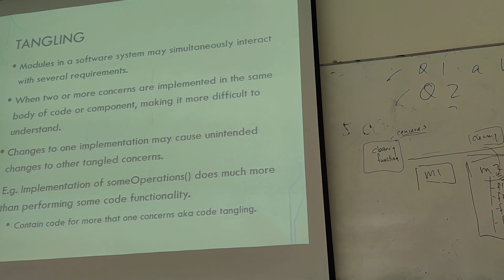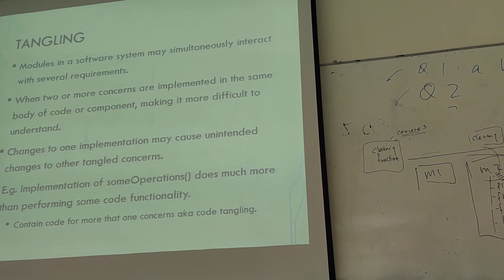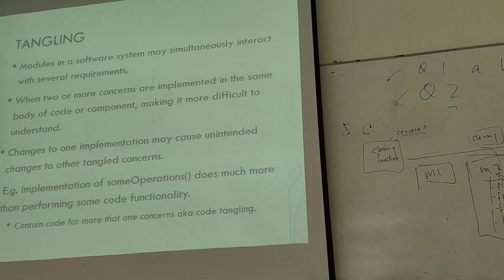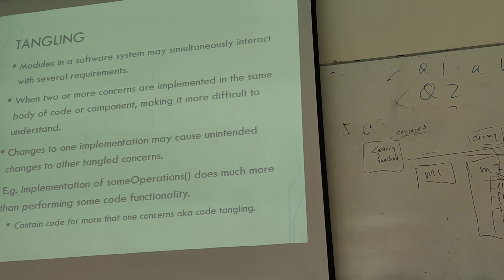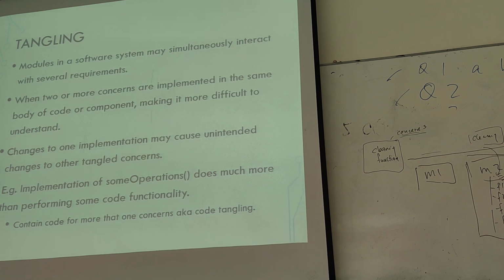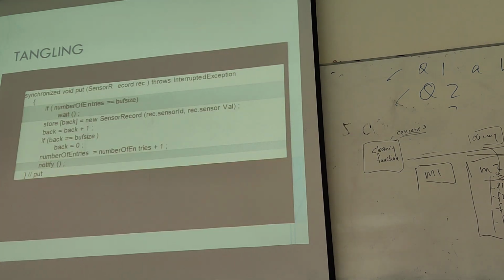Tangling is when a system, subsystem, or function simultaneously interacts with more than one requirement. But we know that one function should do one requirement. Now it's more than one. You can see the tangling.